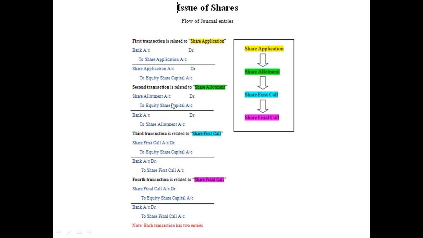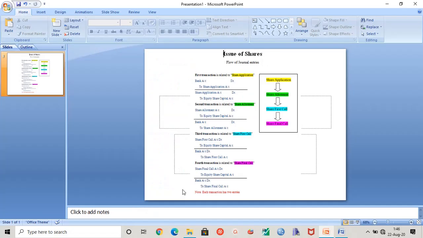If you see closely, in allotment, first call and final call, the equity share capital account will be credited first, then the bank account will appear. But in application, the bank will be at the beginning, and then the equity share capital will be credited second. These are the things you need to understand about the flow of entries.